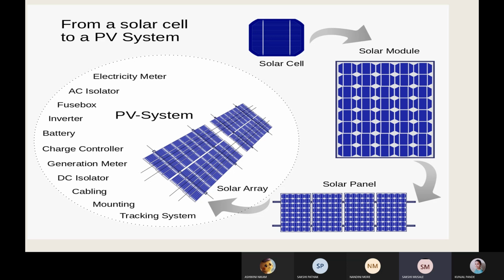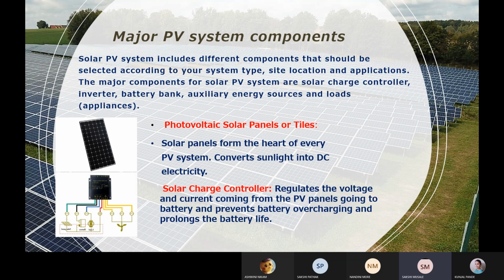Let's move to the next point, major PV system components. Solar PV system includes different components that should be selected according to your system type, site location, and applications. The major components for solar PV system are solar charge controller, inverter, battery bank, auxiliary energy sources, and loads. So this is in short the components of the PV system.